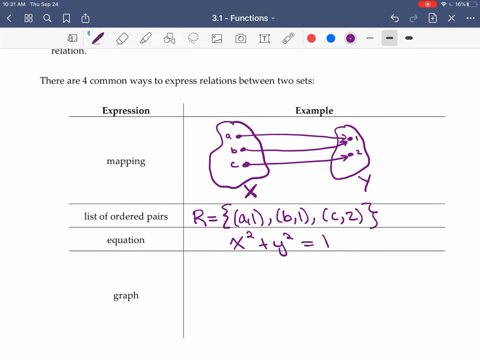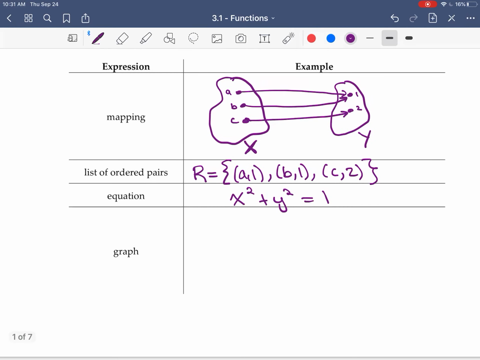And then you could also exhibit this with a graph. If I graph that one there, it's the unit circle centered at the origin. It's a circle with radius 1 centered at the origin. There's the center, and then we have the points (1, 0), (0, -1), (-1, 0), and (0, 1). That corresponds to the equation up above. That's another way to talk about that relation.